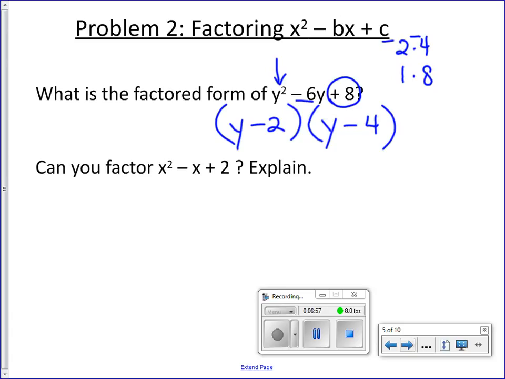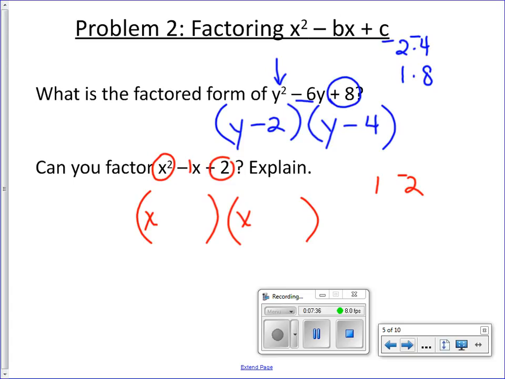Now, the next question. Can you factor x squared minus x plus 2? All right, well, let's draw our parentheses, and we'll put our x as our first term because of the x squared. And we're looking for factors of 2 that add up to negative 1. Well, the only factors of 2 are 1 and 2. And we want to get negative 1 if we add them. Well, you might think, okay, so if we make the 2 negative, that would work.